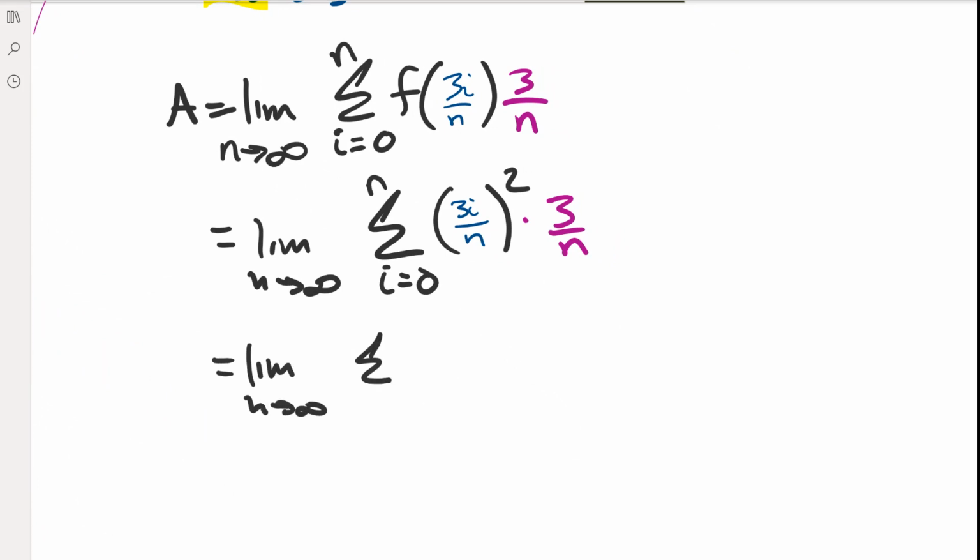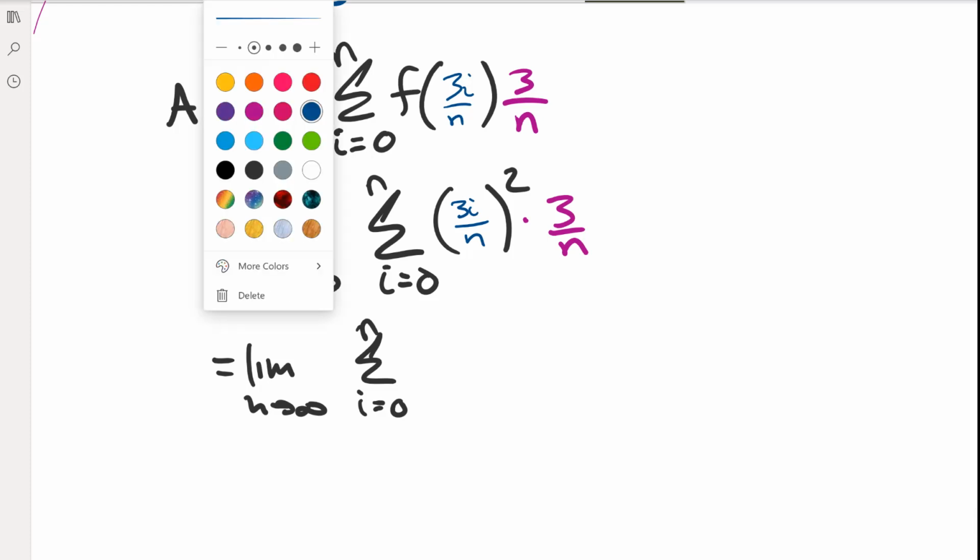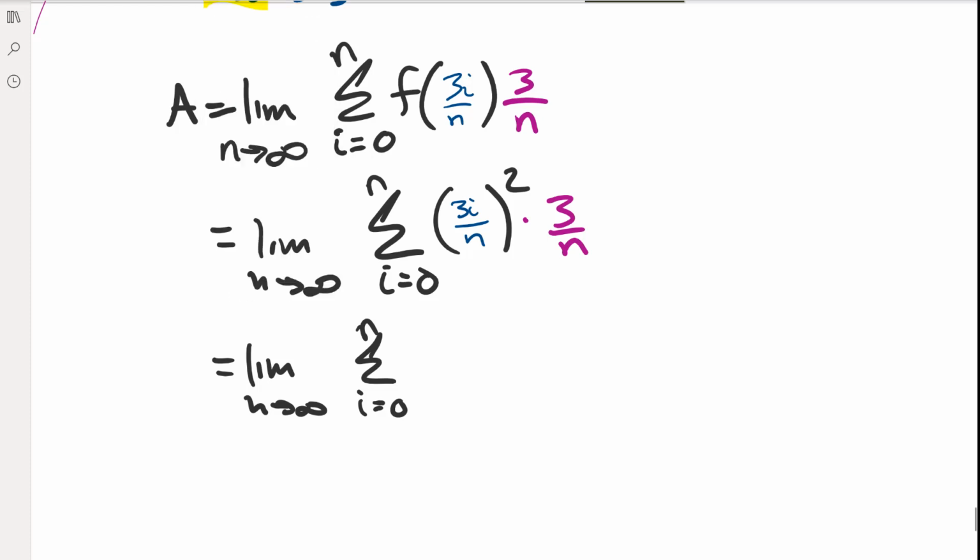Right now we're just going to break this up, rewriting in our summation. We'll square that and see what we end up with. I think we're going to end up with 9i squared over n squared times that 3 over n. Do you know what actually doesn't have anything to do with the sum? The only thing that actually matters in our sum is that i.